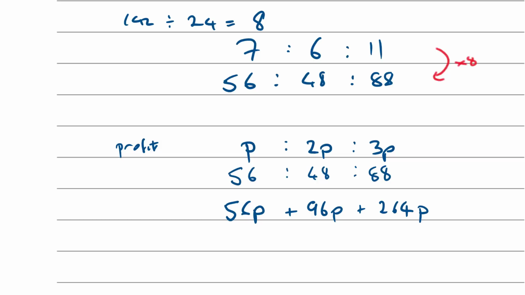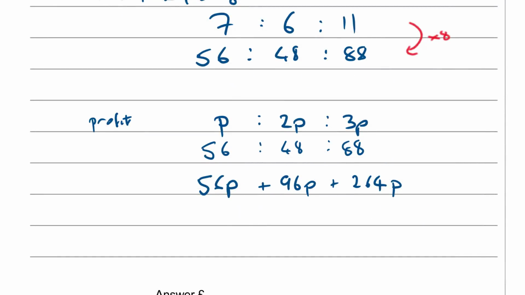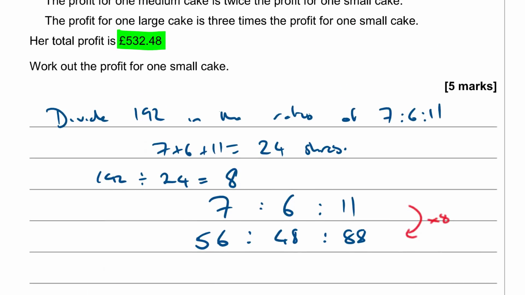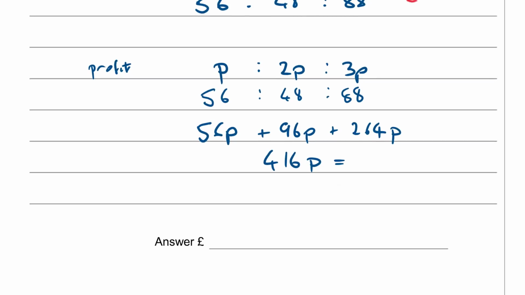So my total profit, how many p's is that then? So 56 plus 96 plus 264 gives me 416p. And I know the total profit was £532.48.